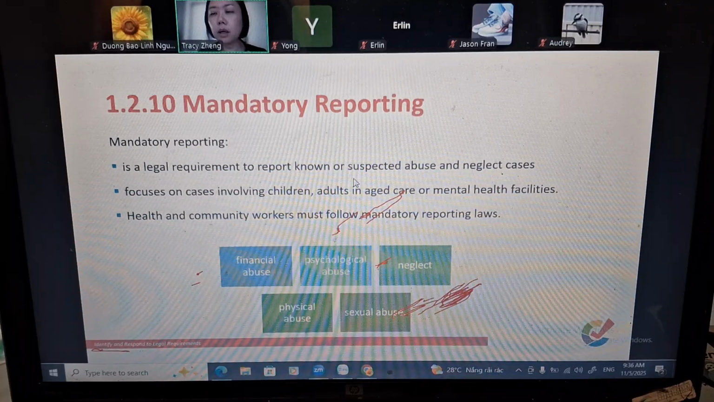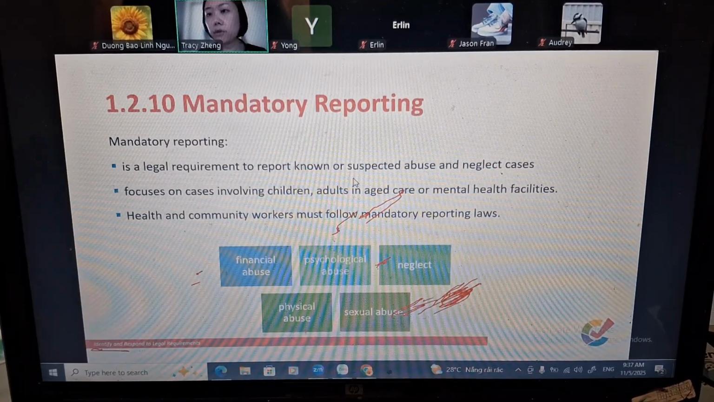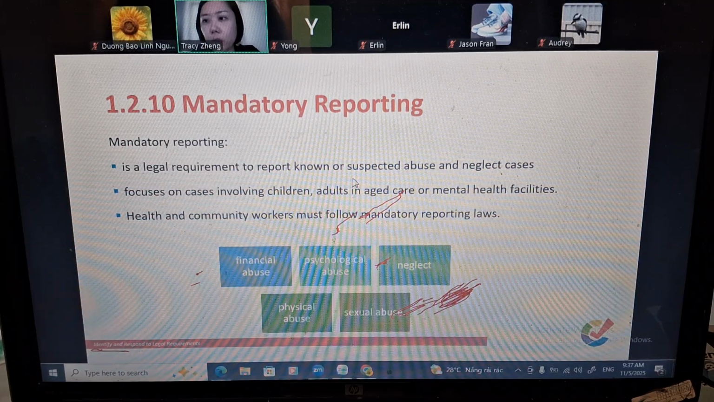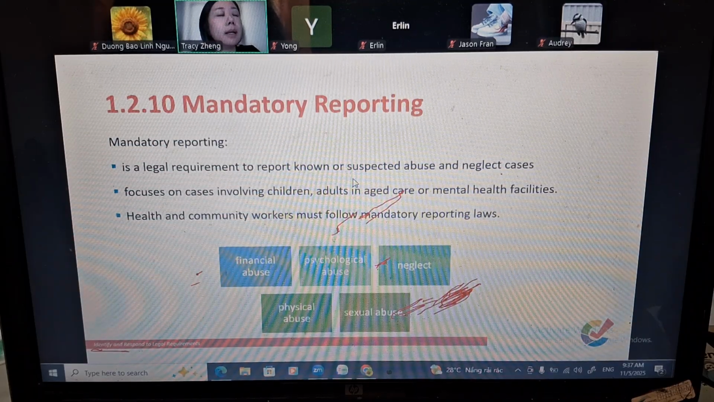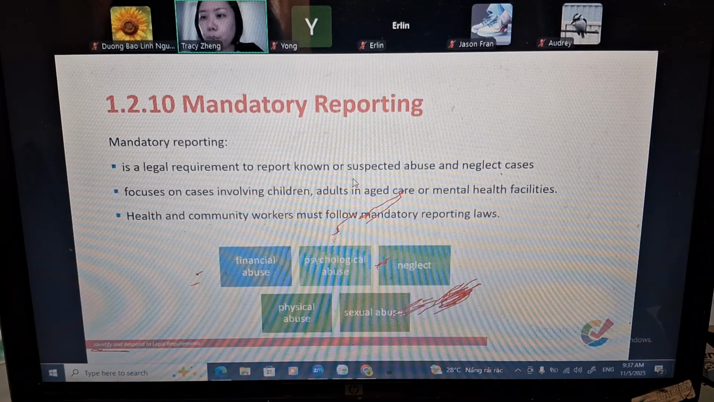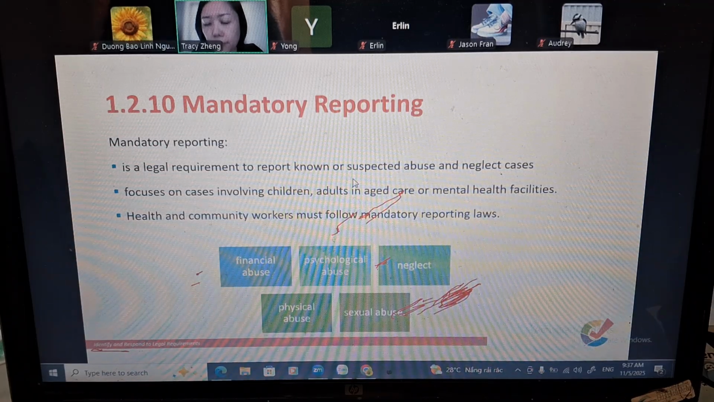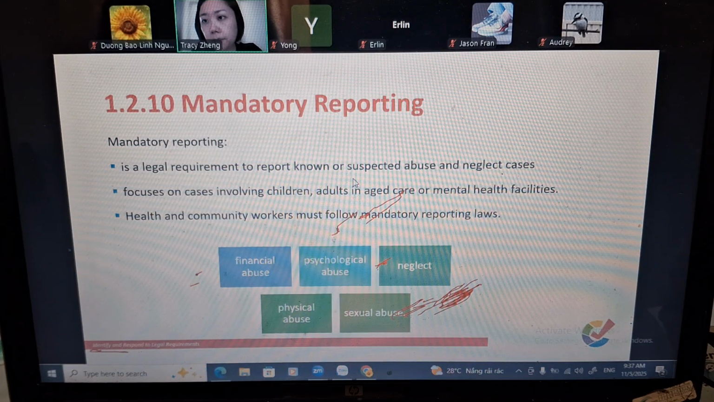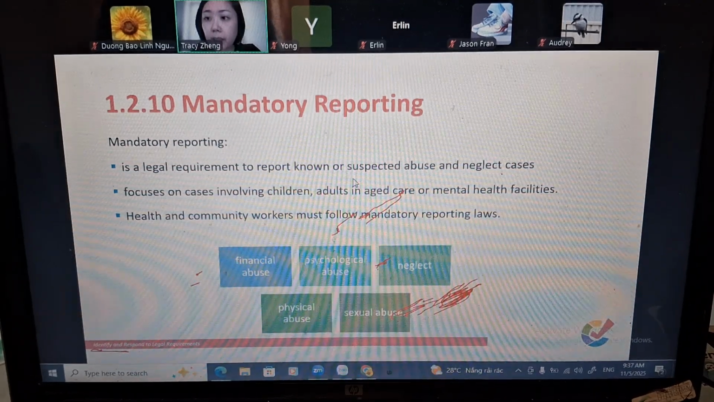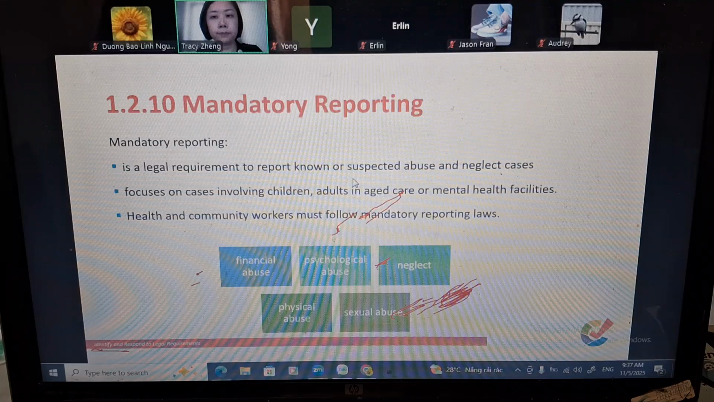Another case is any unreasonable use of force. For example, your clients hitting each other, or any unreasonable use of force, then that is another case you must report. And also unlawful or inappropriate use of restrictive practices, that is also another case. So please write them down. Those are the cases you must report. That is the law.